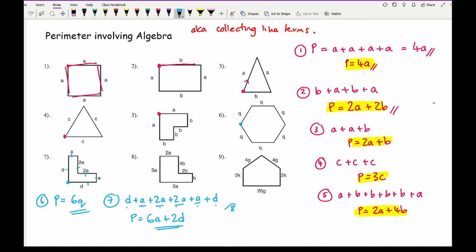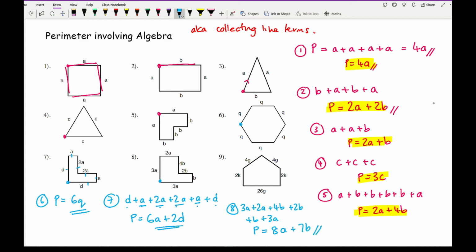Looking at question 8, again picking a point. So here I've got 3A plus 2A plus 4B plus 2B plus B plus 3A. And I should have 6 sides, which I have. I should have 6 expressions, which again I do have. So I've got P equals, and then looking at the A's, I've got 3 plus 2, which is 5, plus another 3, which is 8A. And looking at the B's, I've got 4 plus 2 plus 1, which is 7B. And there is my final answer.